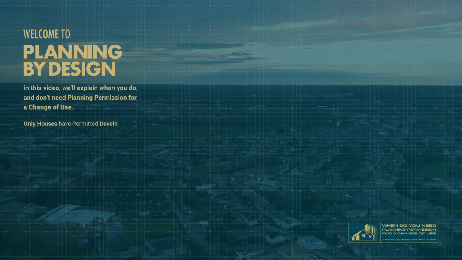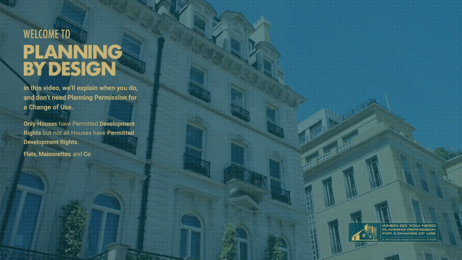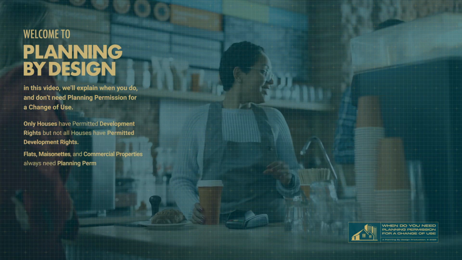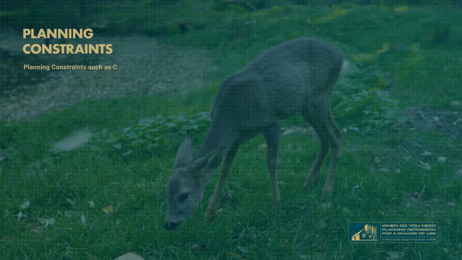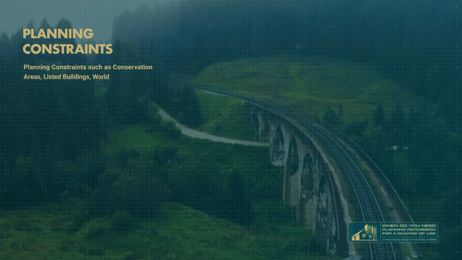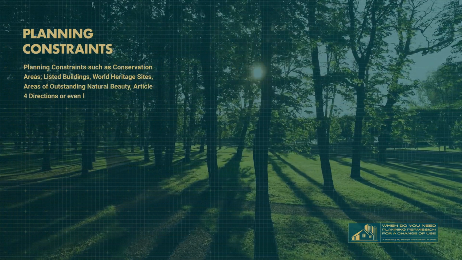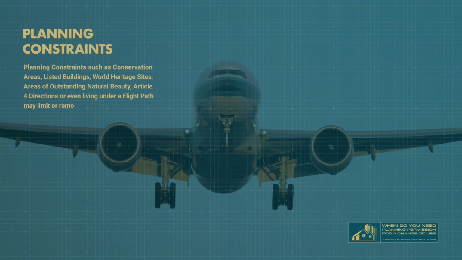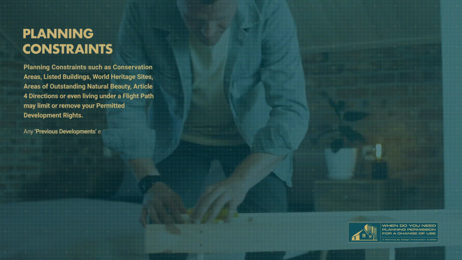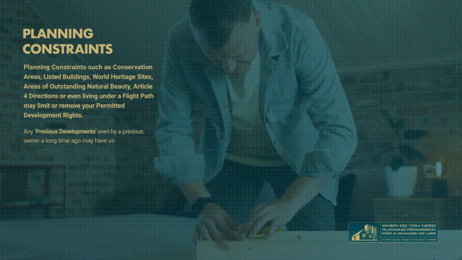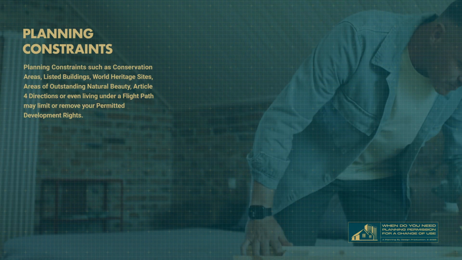Only houses have permitted development rights, but not all houses have permitted development rights. Flats, maisonettes, and commercial properties always need planning permission. Planning constraints such as conservation areas, listed buildings, World Heritage sites, areas of outstanding natural beauty, Article 4 directions, or even living under a flight path may limit or remove your permitted development rights. Any previous developments, even by a previous owner, a long time ago may have used some or all of your permitted development rights, meaning planning permission is required.